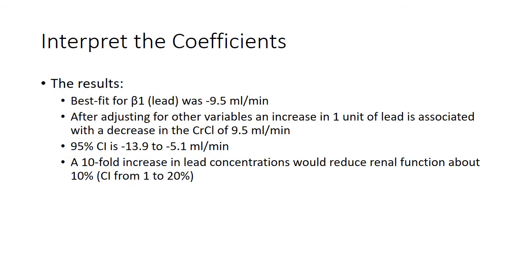So what they found in these results was that with the best fit line for lead, the slope was negative 9.5 mLs per minute. And so what they found was when you adjusted for all the other variables, one unit increase in lead is associated with a decrease in creatinine clearance of about 9.5 mLs per minute. They saw a 95% confidence interval between negative 13.9 and negative 5.1. Notice this does not include 0, and so that means that this would be statistically significant. So I don't even have to look at the p-value to know that. Essentially what they're finding is that a 10-fold increase in your lead concentration would reduce your renal function roughly about 10%. Again, the confidence interval would range anywhere between, say, 1 to 20%.